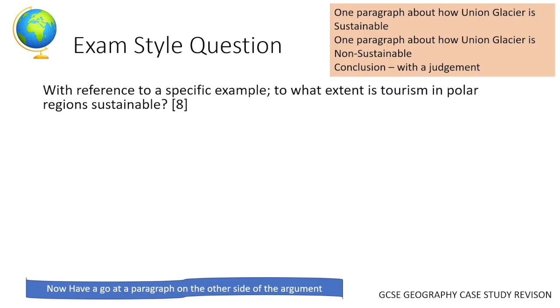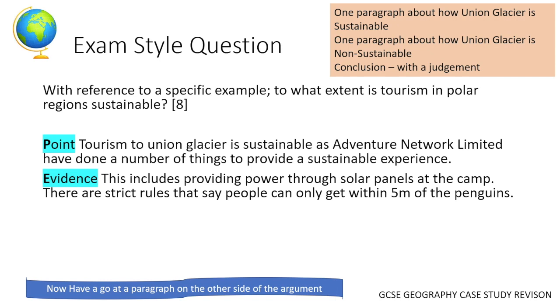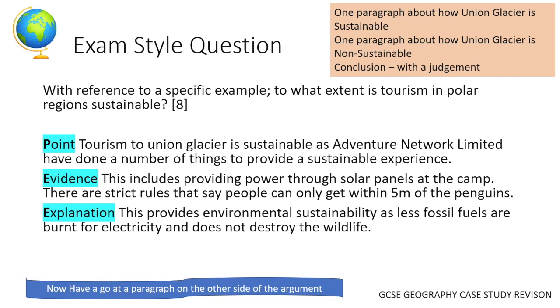I've had a go at writing one paragraph on this. So I've had a go at writing a paragraph about how it is sustainable. So my point, tourism to Union Glacier is sustainable as Adventure Network International have done a number of things to provide a sustainable experience. My evidence. This includes providing power through solar panels at the camp. There are also strict rules that say people can only get within 5 meters of the penguins. My explanation, this provides environmental sustainability as less fossil fuels are burned for electricity and this doesn't destroy the wildlife.